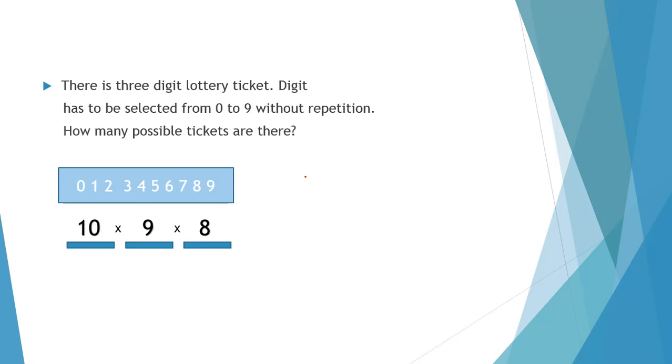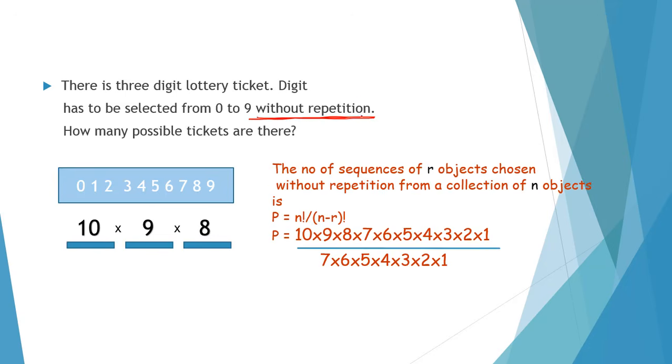The permutation formula is actually applicable to this scenario, where we have to choose without repetition. So here comes our definition. We can say that the number of sequences of r objects chosen without repetition from a collection of n objects is, this is our permutation formula.